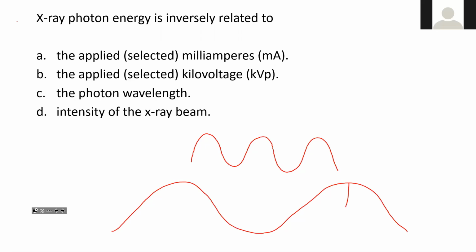Look at these wavelengths. This would be high energy. This would be low energy. So as the wavelength gets shorter, the energy is going to get higher.